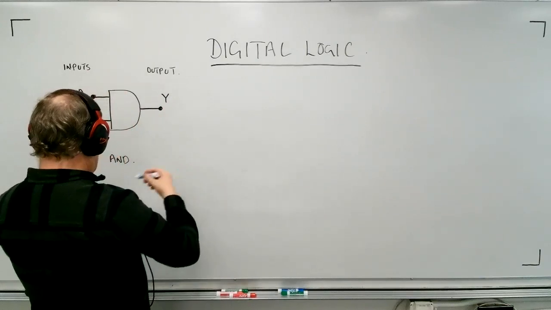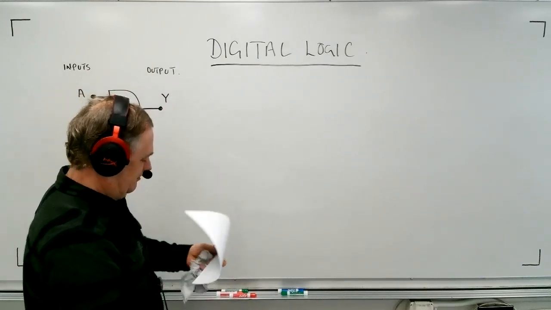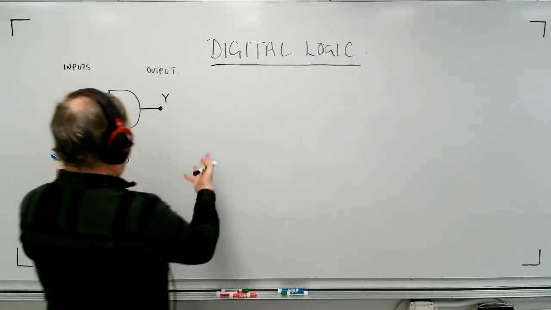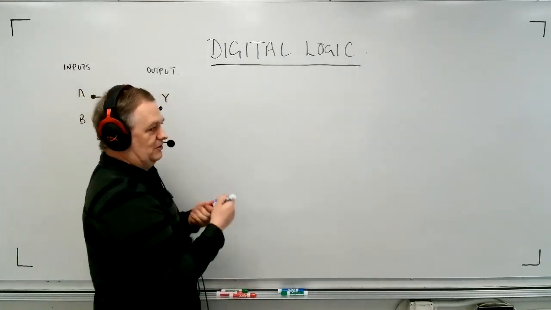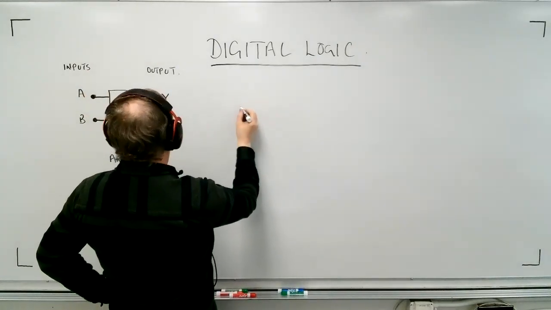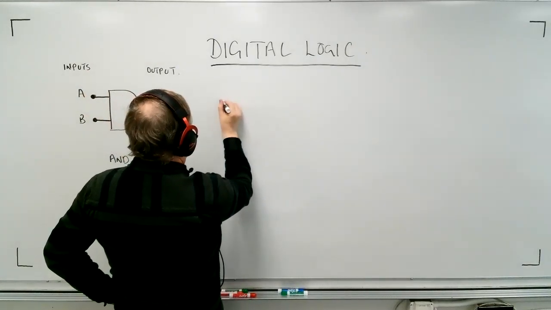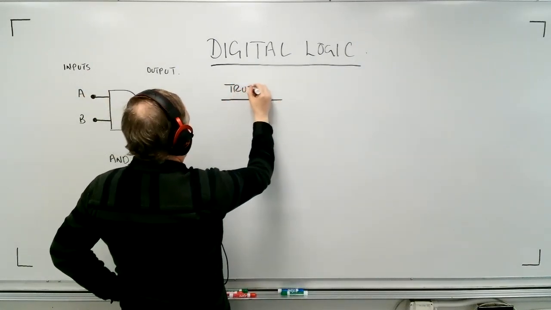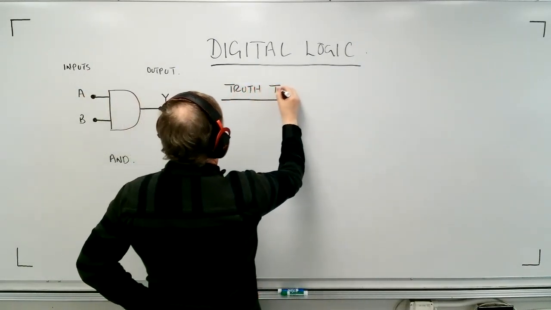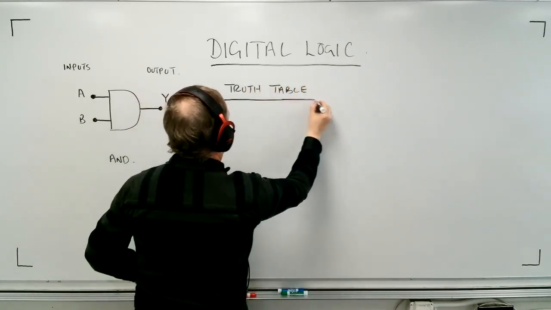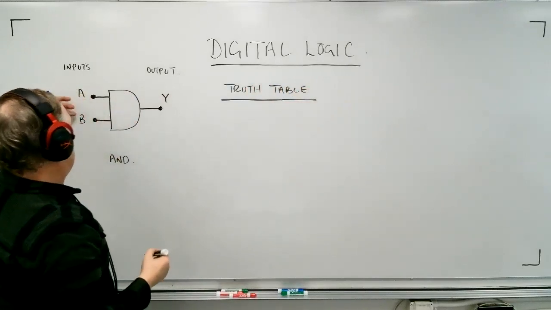And there's something that we do, which is called a truth table. Very, very important for these types of things. When we're looking at gates, a truth table tells us a lot. So I'm going to show you how to make a truth table. Now, if you think about it, how many different options are there? How many different combinations of input conditions?